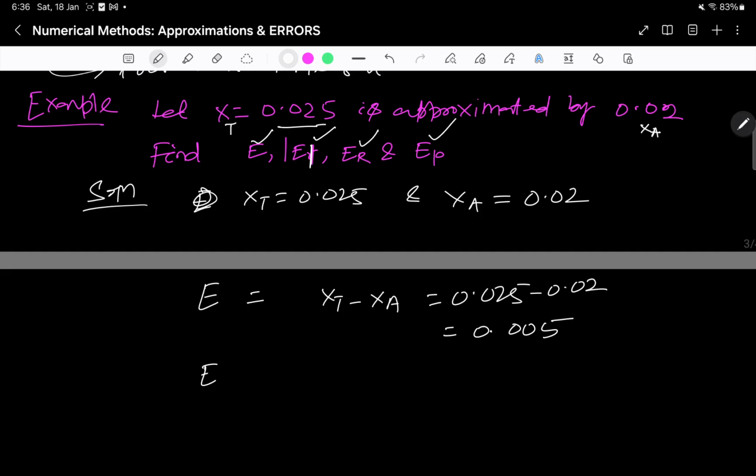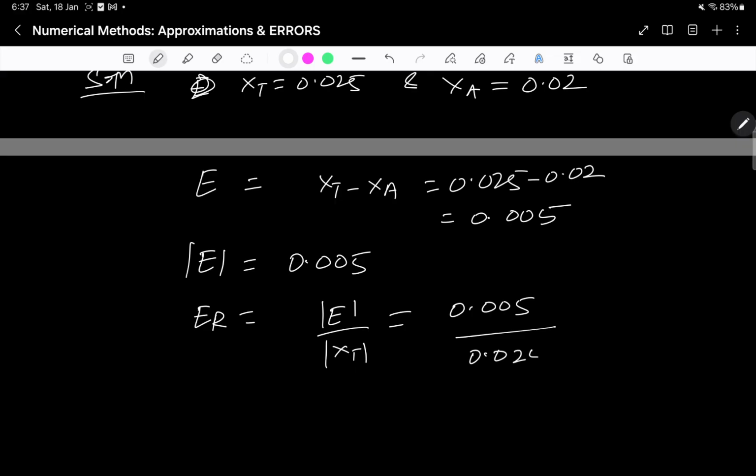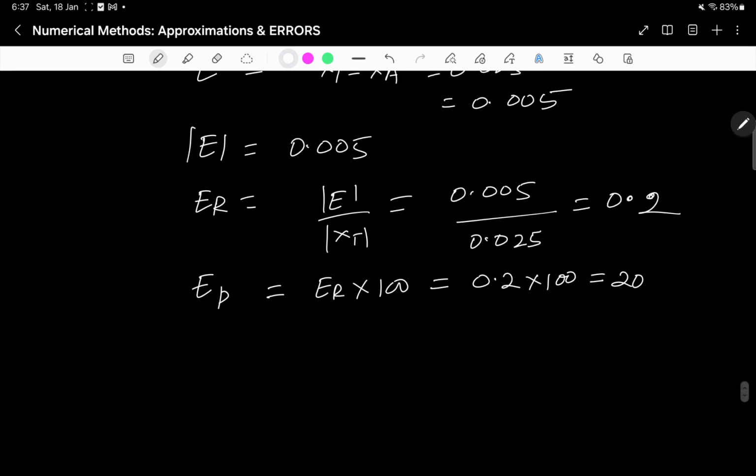Now what is my E mod? E mod is not going to be the same, it is going to change. Here it is 0.005. There is no negative sign, a negative would only be converted to positive. Then it is my ER, which is E mod by xt mod. My E mod is 0.005 and my xt mod is 0.025. If I divide it, it is 0.2. And what is my EP, the percentage of error? It is ER into 100, which is 0.2 into 100, that means here 20%.